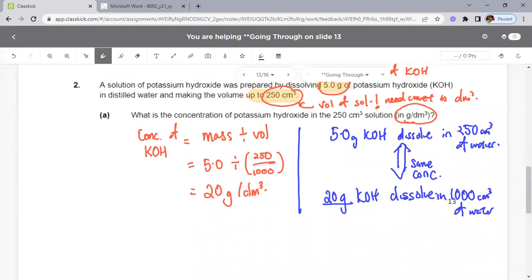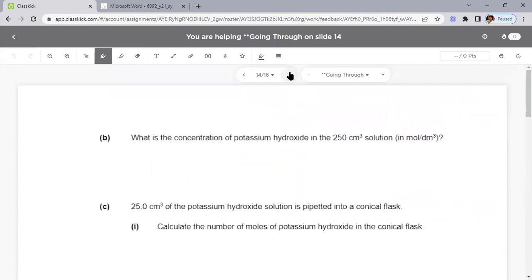So the meaning itself, concentration, don't just purely calculate it. Try to understand how it works. Try to understand what it means. Instead of looking at 5 grams of KOH dissolved in 250 cm3, we can also think about, if I got 20 grams dissolved in 1,000 cm3, I take out 250 cm3, how much KOH will actually be inside? It will actually be 5 grams. So the meaning can actually be understood in a reverse manner as well. Okay, so this is for 2A. We're going to try 2B now.